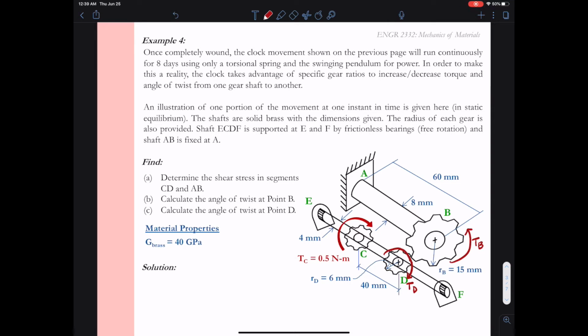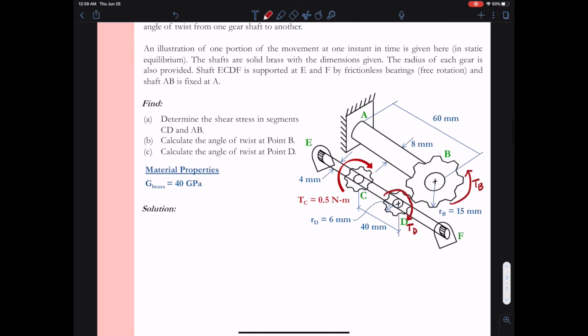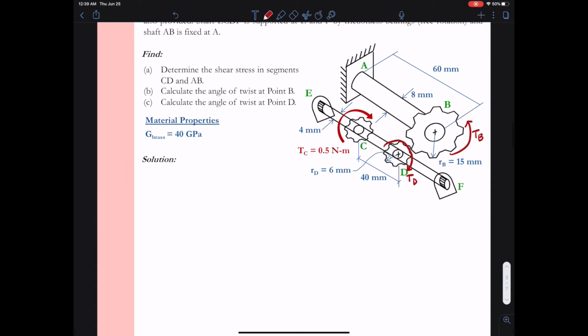When one's rotating clockwise, the other switches direction and rotates counterclockwise. All right, we're asked to determine the shear strength in the different segments, so in segment CD and AB, and we're also asked to calculate the angle of twist at gear B and at gear D. So we'll start with shear stress in these members.